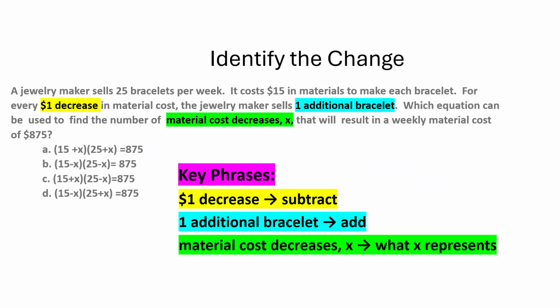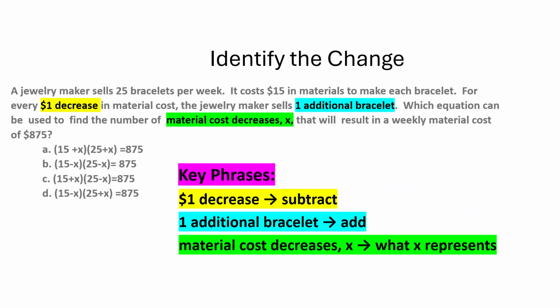Now let's take a look at the question, which is the last sentence here. It says, which equation can be used to find the number of material cost decreases, X, that will result in a weekly material cost of $875? So highlighted in green is the material cost decreases, or X. And X is represented by the material cost decreases. And the material cost decreases are going to affect the decrease in material costs as well as the additional bracelets sold.